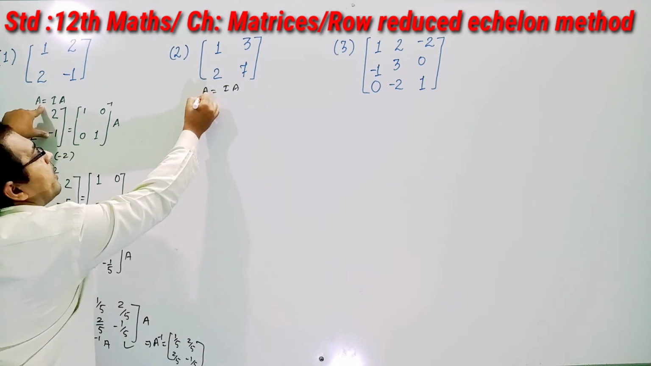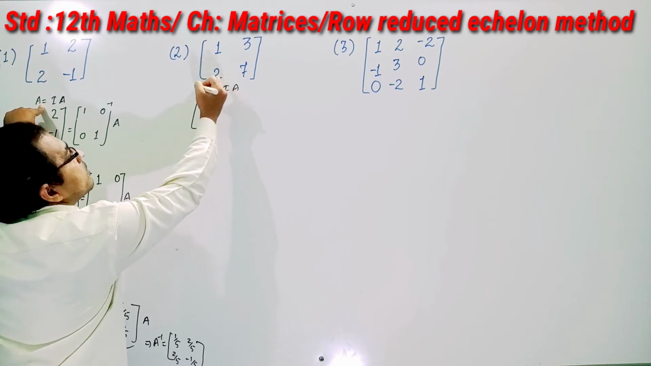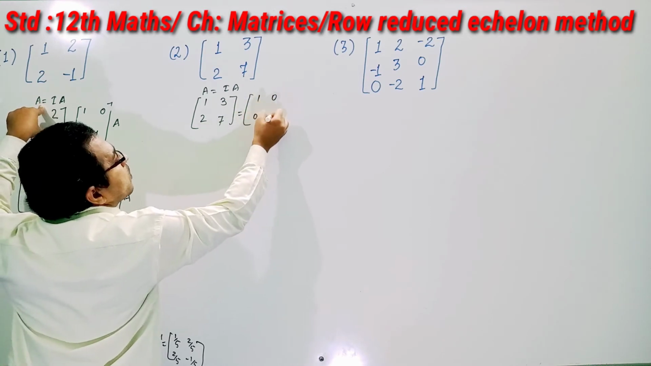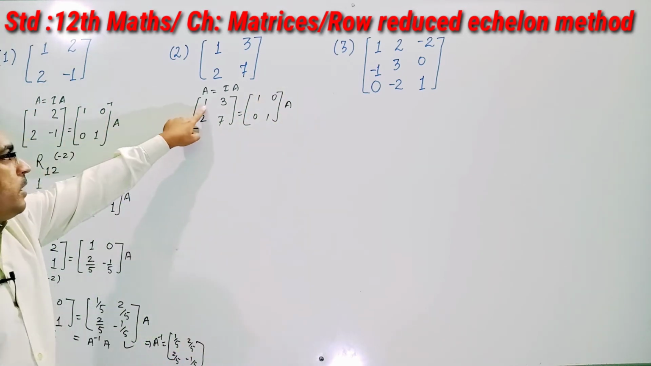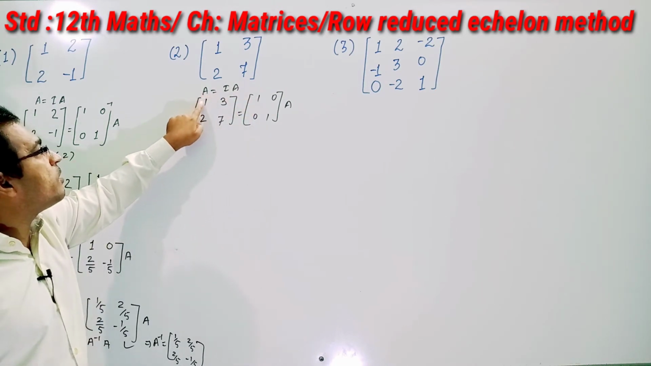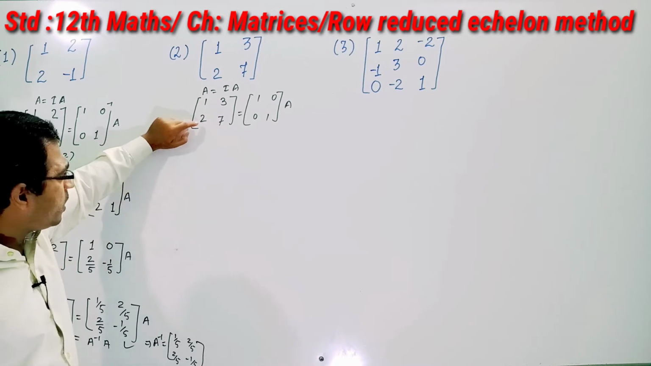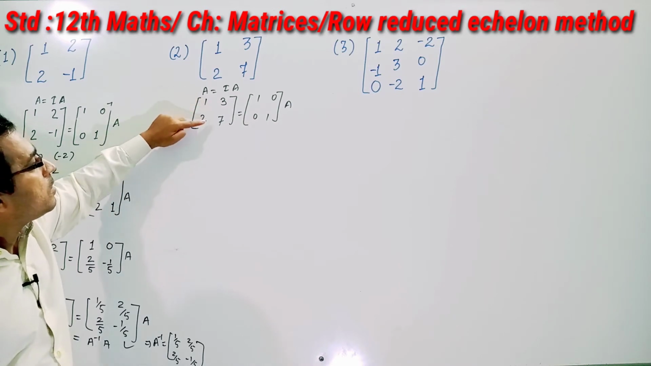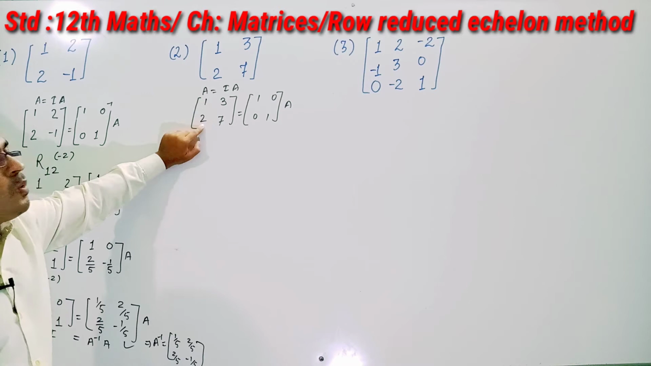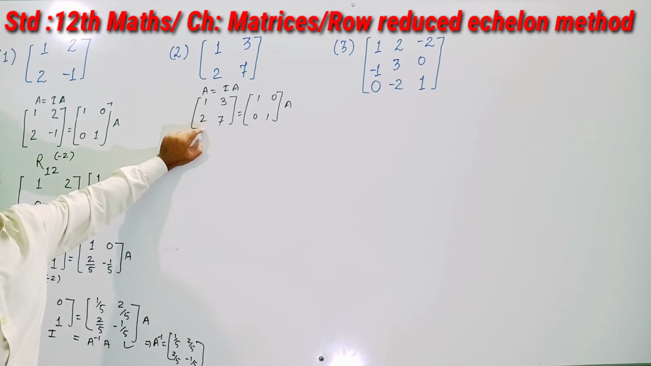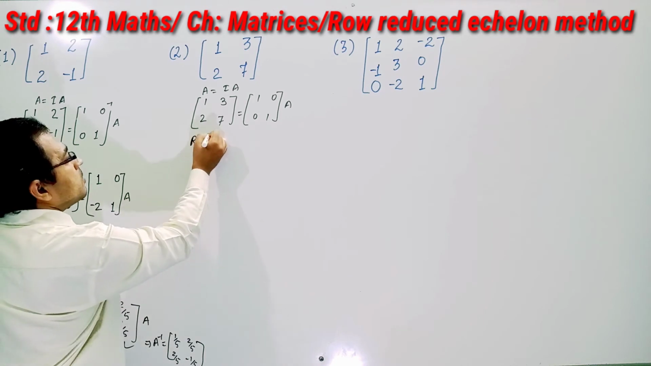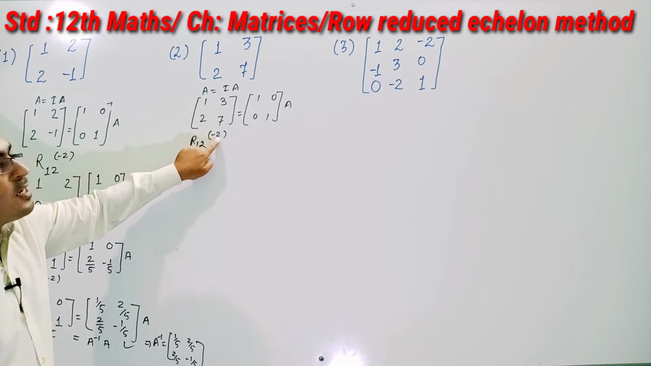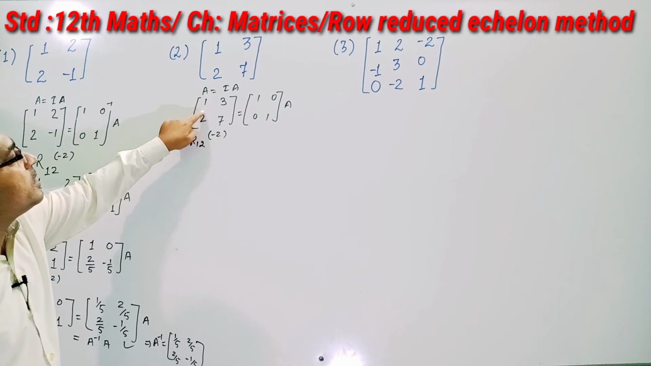A equals I into A. So the matrix A, 1, 2, the elements of this matrix, 3, 7. And here is the identity matrix, 1, 0, 0, 1, A. 1 is already over here, so we do not need to disturb the first element of this matrix. Now here we require 0. Here we require 0. So obviously R1 is to be multiplied by minus 2 and added to R2. Okay, students, so we can do the process over here. R1 is multiplied by minus 2 and added to R2, meaning row 1 is multiplied by minus 2 and that is added to 2 to get the 0 over here.